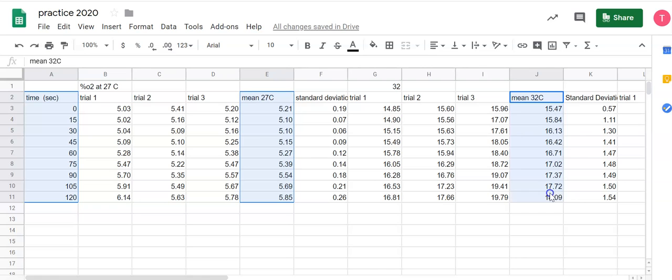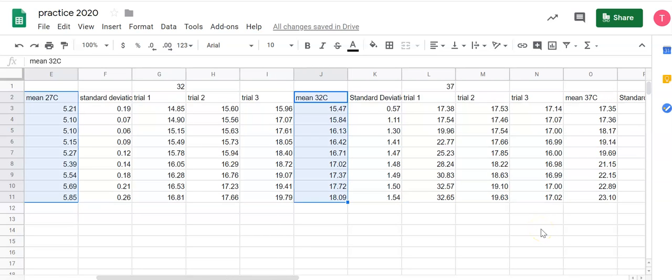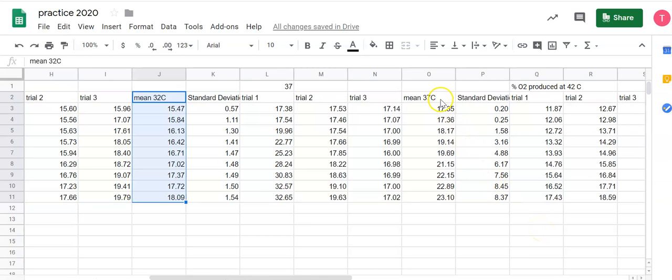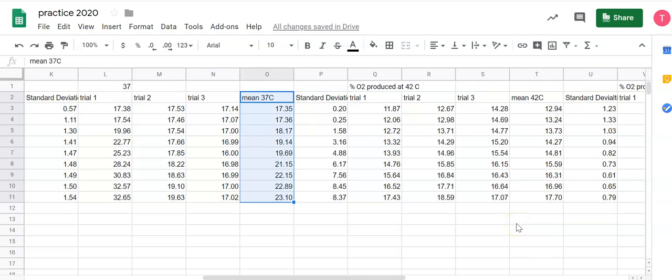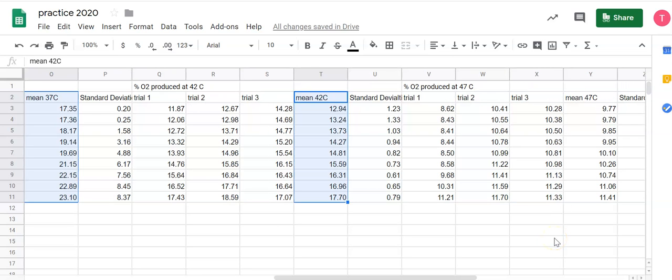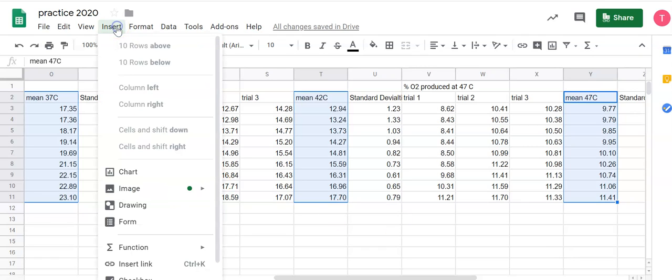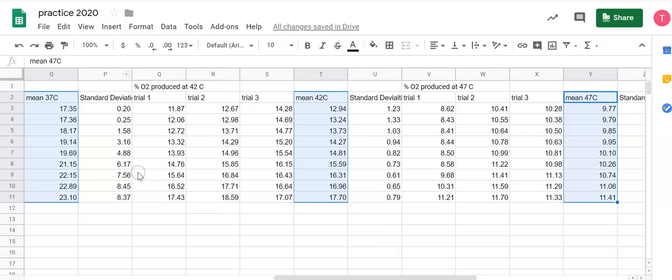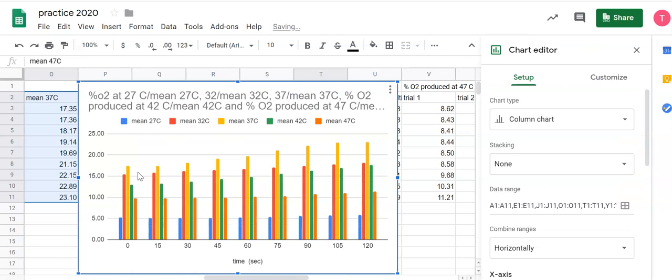So here, again, I'm going to scroll down and carefully hit control and then select all of this data that I want it to calculate for me. So here I'm going to select all of those data points and then I'm going to go to insert chart. And let's see what happens.